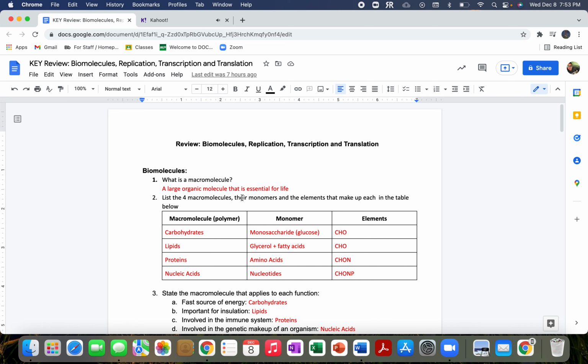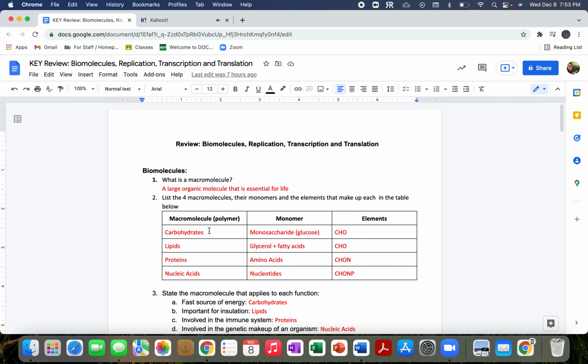In class today, I'm just going to go through it again real quick. Macromolecules are large organic molecules that are essential for life. We call them macromolecules, macro meaning big, and they are essential for all living things. Every living thing needs them. So the four macromolecules here, we got our carbohydrates, lipids, proteins, and nucleic acids.